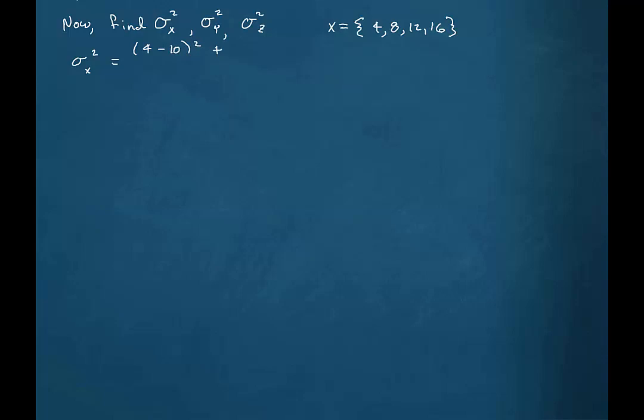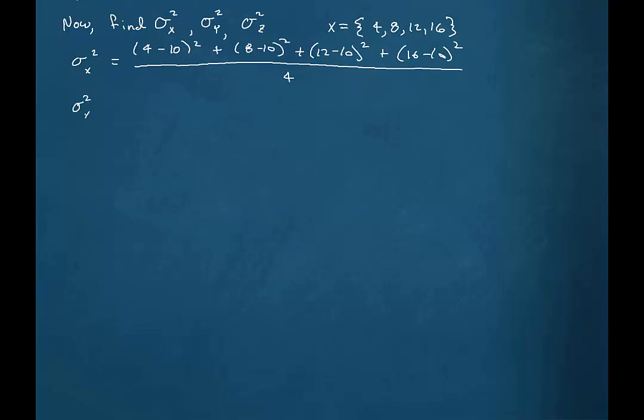and add those up. So we would then move on to 8 minus 10 and square plus 12 minus 10 and square plus 16 minus 10 and square, and then divide that by the number of terms that we have here, which is 4. And so that variance is going to turn out to be 20.